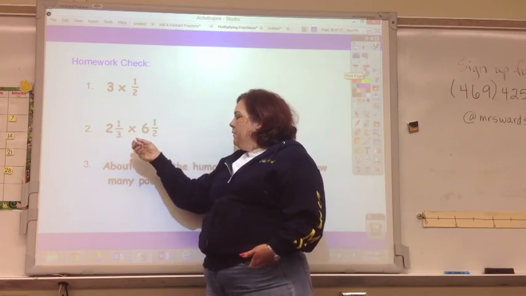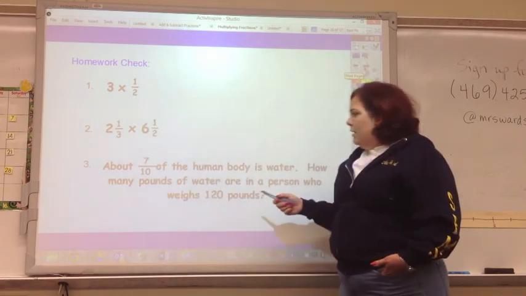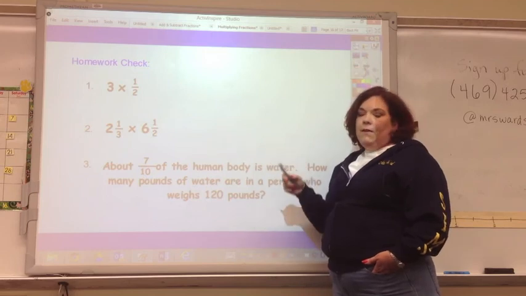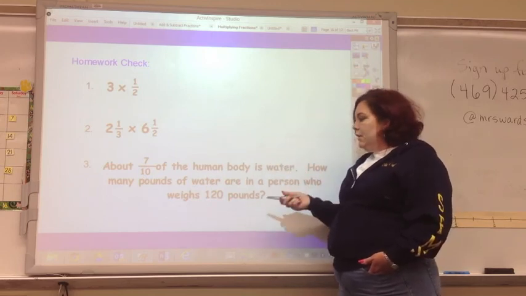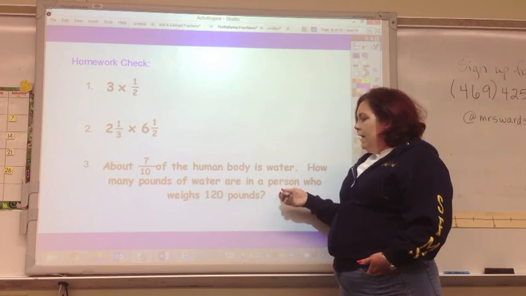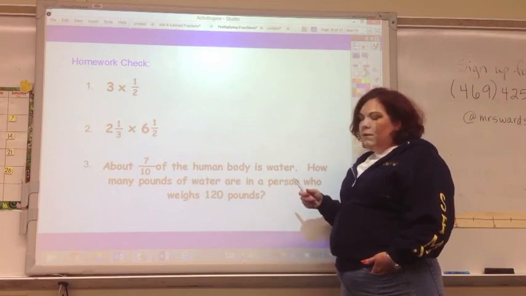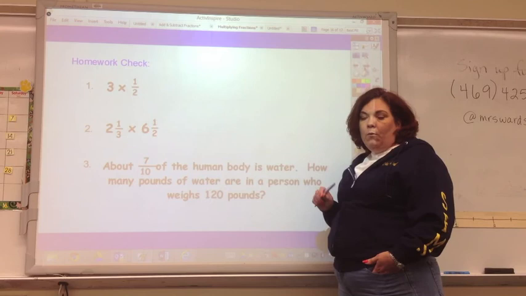So finally, you have your homework check, and you've got a whole number times a fraction, and a mixed number times a mixed number. And see if any of these you can cross cancel to make the math a little easier. And then you have a word problem. So do this on your homework form and see how you do.